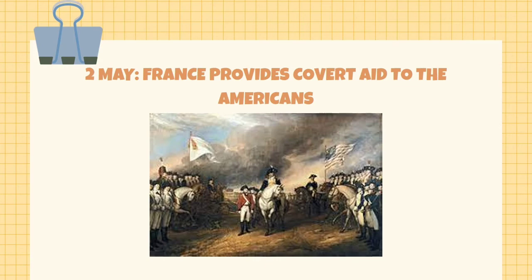Next, in May 2, France provides covert aid to the Americans. The primary ally of the American colonies was France. At the start of the war, France helped by providing supplies to the Continental Army such as gunpowder, cannons, clothing, and shoes. In 1778, France became an official ally of the United States through the Treaty of Alliance.